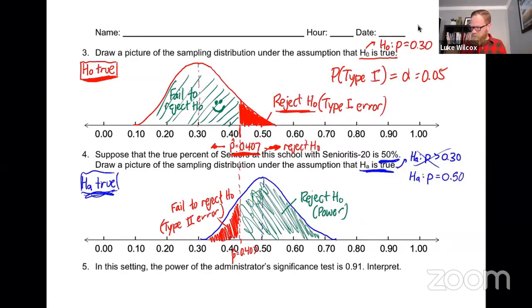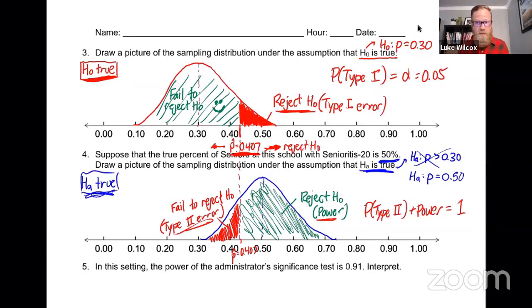Oh, one other thing to recognize here. For this sampling distribution, we know the total area underneath the normal curve is 1. And so there's a relationship now that we see between the type 2 error and the power that if you were to add those two together, they would have to add up to 1. And so the probability of a type 2 error plus the power of a significance test, we know has to add up to 1. And we can see that right in the picture there.